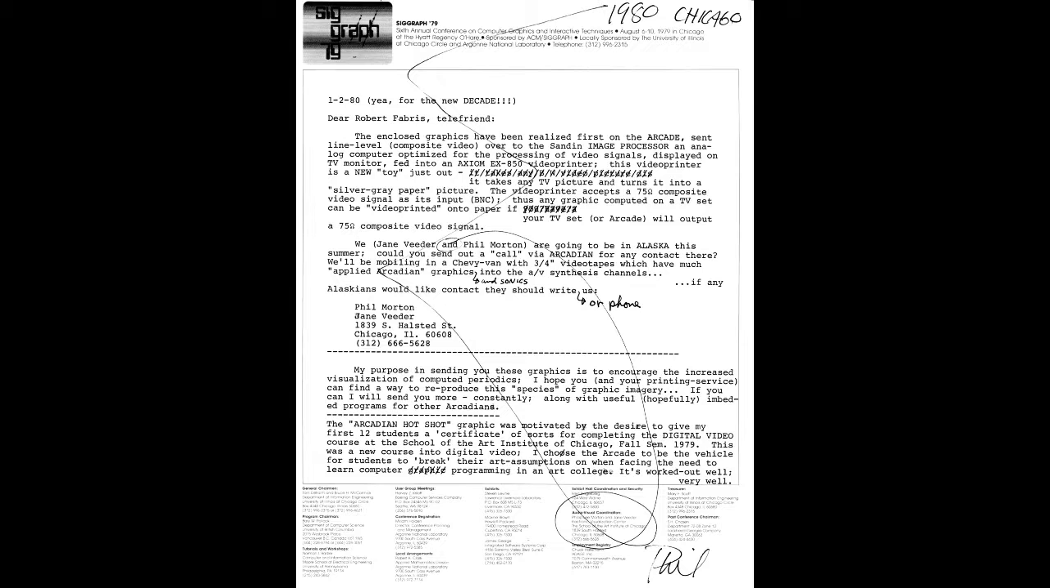The video printer accepts a 75 ohm composite video signal as its input, B and C. Thus, any graphic computer on a TV set can be video printed onto paper if your TV set or arcade can output a 75 ohm composite video signal.